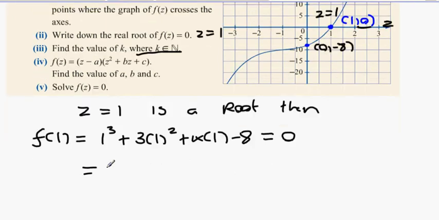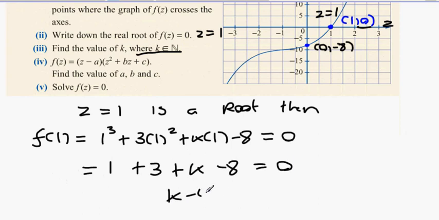So we're going to get 1 plus 3 plus k minus 8 equals 0. Then we're going to get k minus 4 equals 0. k has to equal 4. So now we know that k equals 4. Okay, so this is question 21 and k equals 4.